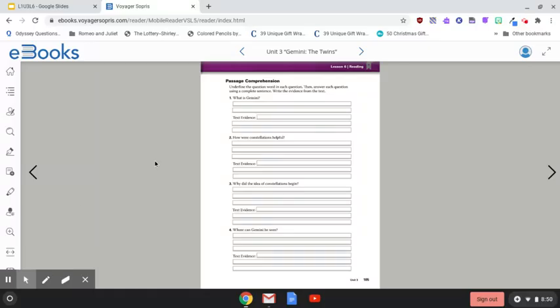Now, I'm going to have you complete the remaining parts of pages 105 and 106. Remember to make corrections as necessary when we go over this.